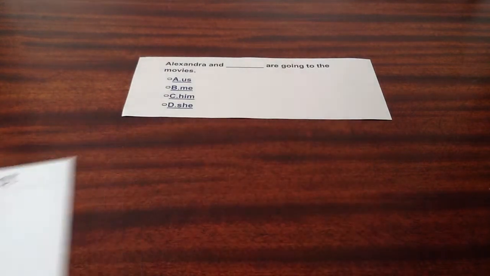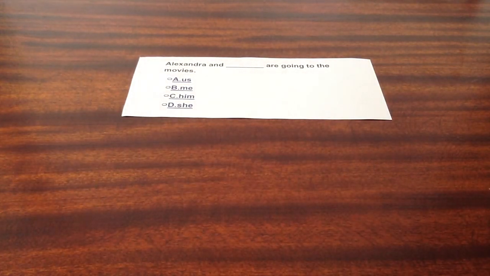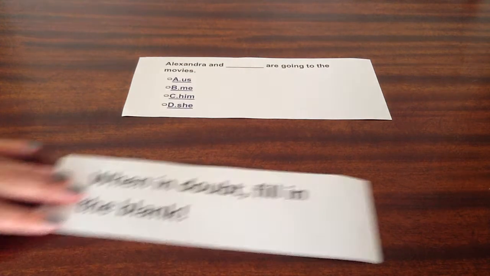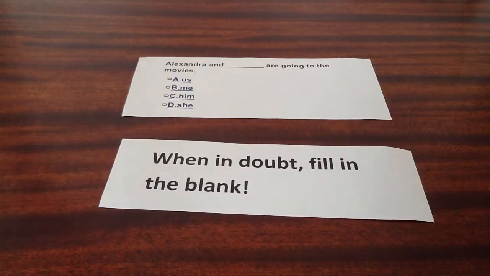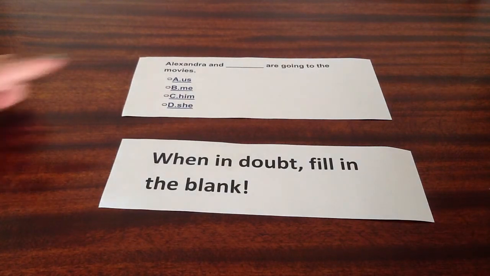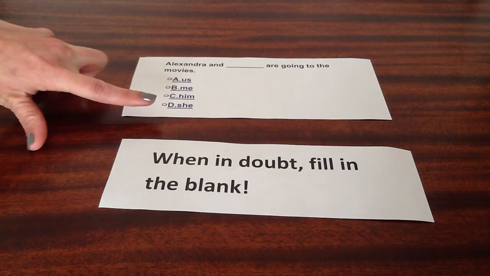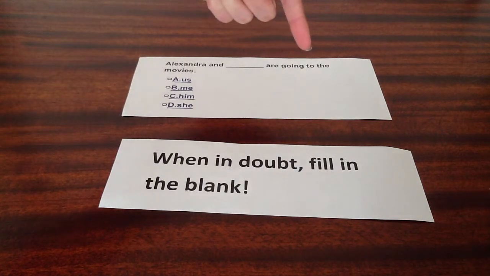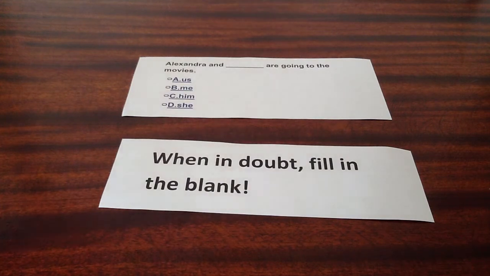But there's another way to do that if that's not the kind of learner that you are. And this trick is really, really simple. When you're not sure which one to use, when you're a little bit confused, just fill in the blank. Pick one of these possible answers, plop that right in the blank, and then say the sentence to yourself and think, does this make sense? Is this how I would say this in a conversation?